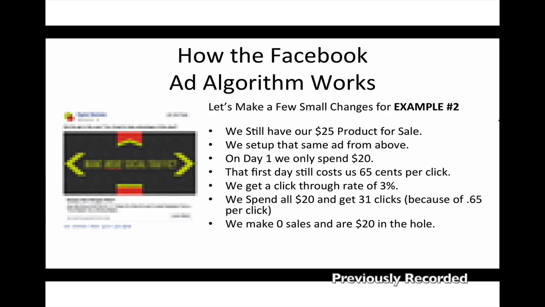Now let's make a few small changes for our second example. We still have a $25 product for sale, and we set up the same ad from above, and on this first day we only spend $20 instead of that $100. So the first day still costs us 65 cents per click, and we're still getting that click-through rate of about 3%. We spend all of our $20 and we get 31 clicks because of that 65 cent per click cost. We wind up making no sales whatsoever and are actually $20 in the hole.